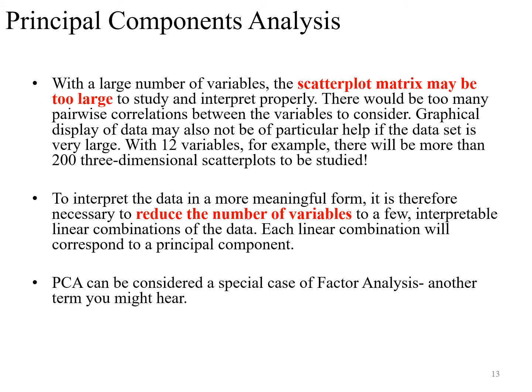So, motivation for principal components analysis, as we said, when you have a large number of variables, a scatter plot matrix may be too large to study or interpret properly. So there'd be too many pairwise correlations between the variables to consider, and graphical display of data may not be a particular help if the data set is very large. So if you have 12 variables, for instance, there will be more than 200 three-dimensional scatter plots to be studied. When you take 12 variables 3 at a time, you need more than 200 three-dimensional scatter plots to look at every possible combination.